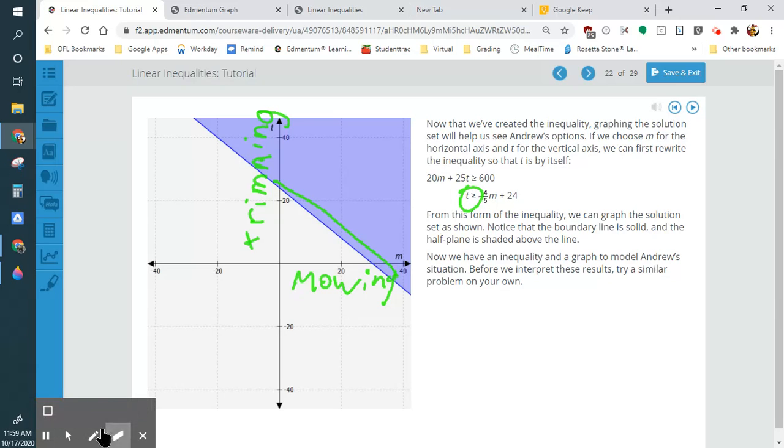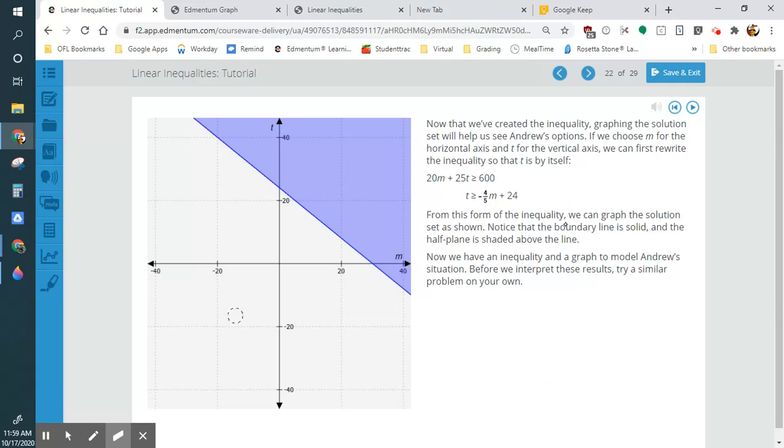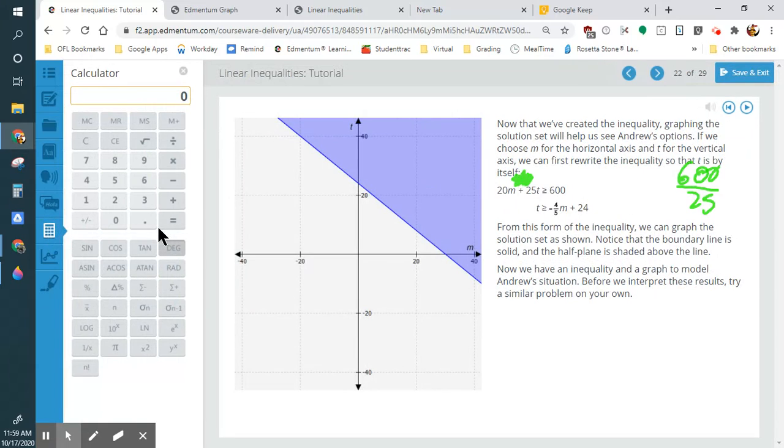An interesting part, I don't see why Edmentum did it this way because they taught us how to graph the other way. The other way is to, like, let's pretend we don't have any lawns to mow, so we're only dealing with our trimming. 600 divided by 25. So let me pull out that calculator. So let's do 600 divided by 25 is 24. So that's why there's a little dot right here for the 24. And let's pretend, I'm going to keep this calculator out. The next one, we're going to pretend we don't have any trimming.